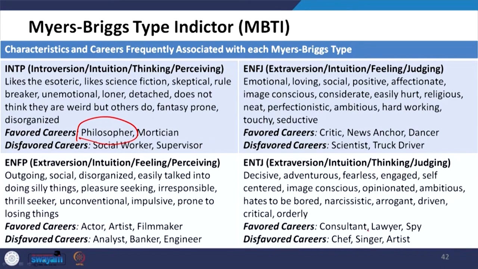In case of the ENFJ, there is extraversion, intuition, feeling and judging, and the favored careers are critic, news anchor and dancers, while in case of the ENFP, it is actor, artist and filmmakers, because here it is extraversion, intuition, feeling and perceiving. Whenever you are talking about introversion versus extroversion, intuition versus sensing, thinking versus feeling or perceiving versus judging, as soon as you change that typology, immediately you will find that there is a change of profession.